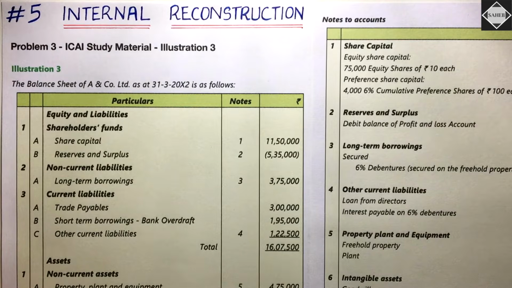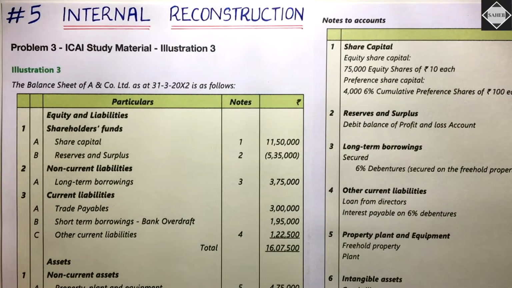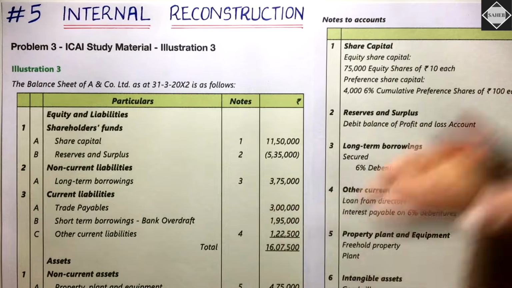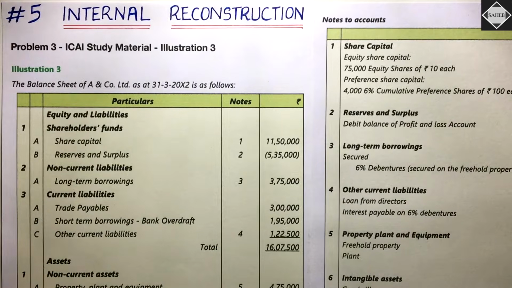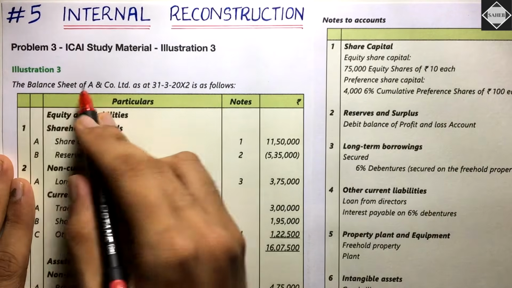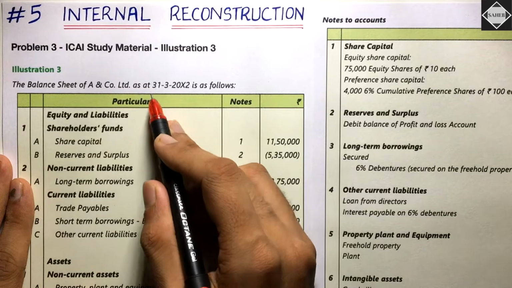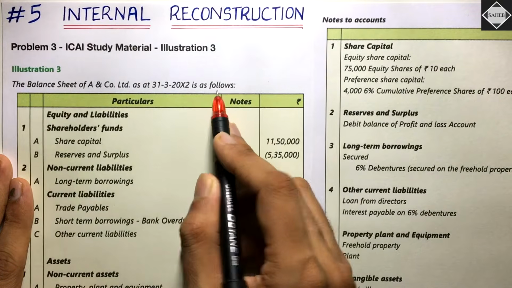Okay, so first let's just have a glance of the question, and then what we're going to do is adjustment by adjustment we'll pass the journal entries, and then we'll see the balance sheet after the reconstruction. Fine. See here we have the balance sheet. The balance sheet of A and Company Limited as at 31st March 2022 is as follows.